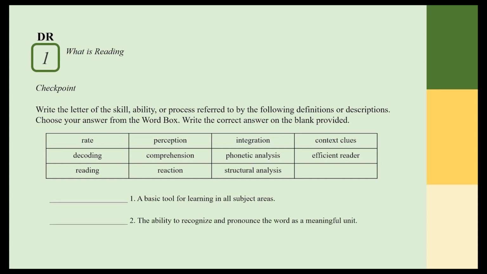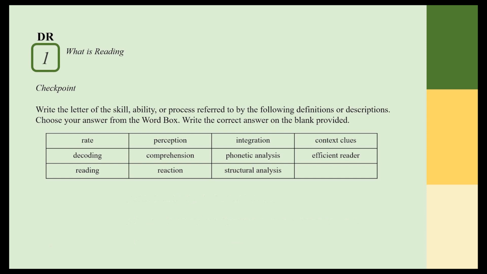For the second number, the ability to recognize and produce the word as a meaningful unit. And for the third one, which among those terms in the word box corresponds to the ability to judge accuracy, quality, or worth. If you need more time, I suggest that you pause this video. But if you're done, let us move on to the fourth item.